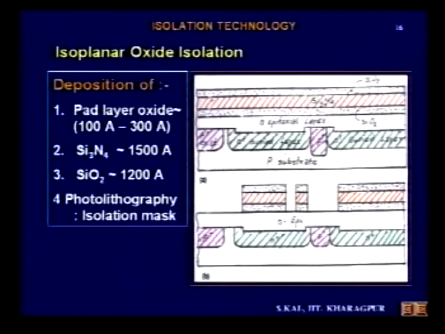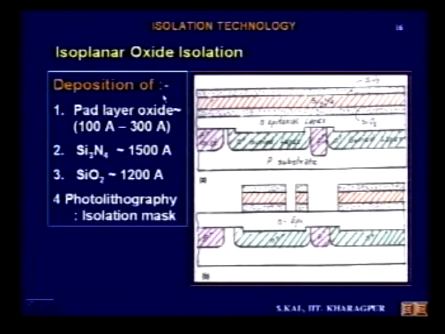So now in this particular technique we are using, you see, the tri-layer structure. One is the pad layer, silicon dioxide, then silicon nitride, then silicon dioxide. The pad layer oxide is 100 to 300 angstrom, silicon nitride is 1500 angstrom, and the top silicon dioxide is 1200 angstrom. And the purpose of using each layer is now clear, I think.